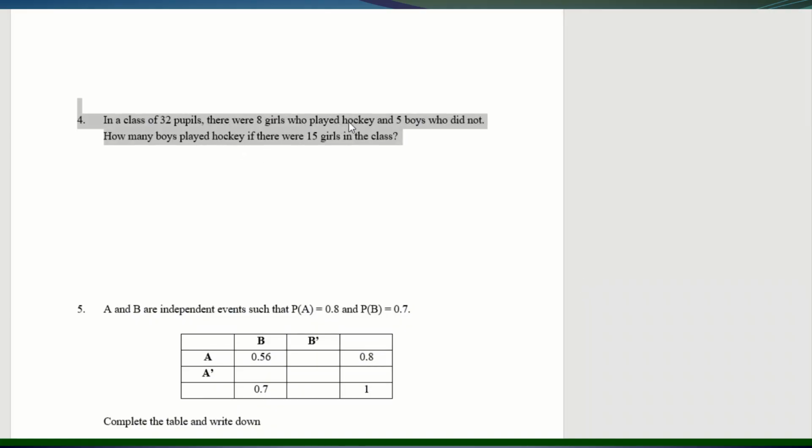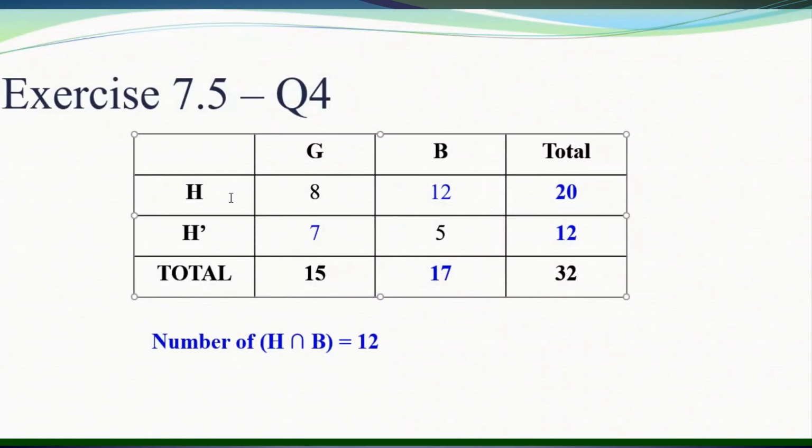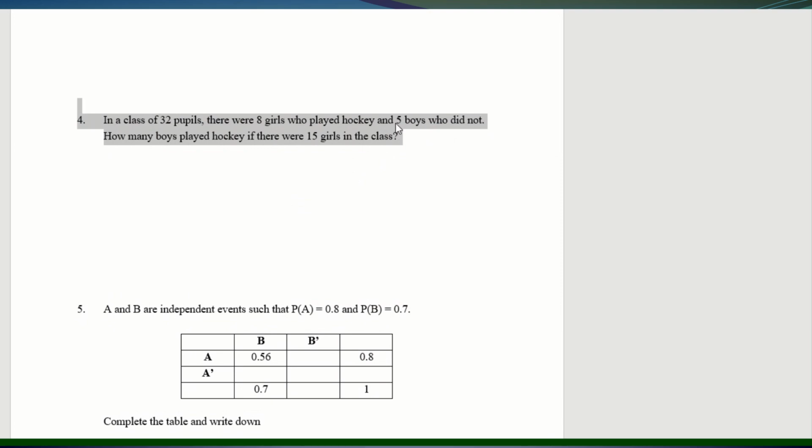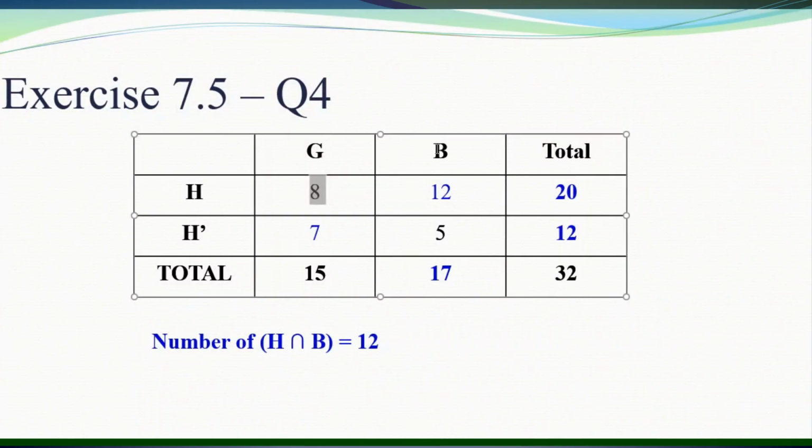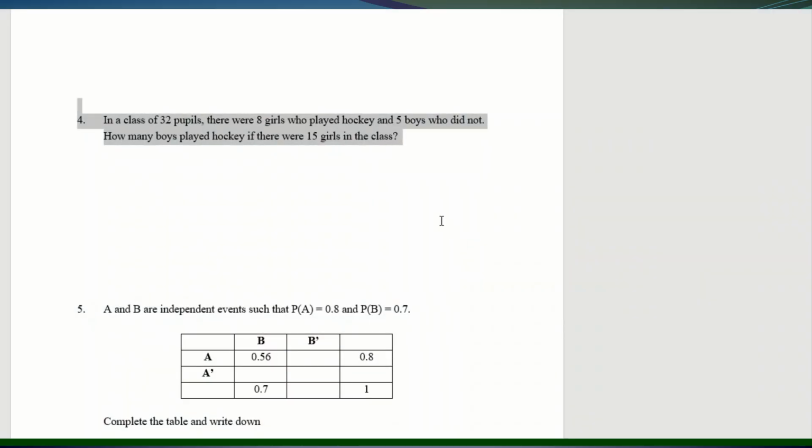There were 8 girls who played hockey. That means they were girls and they played hockey, 8. Do you see that? 5 boys who did not play hockey. That means they were boys and did not play hockey, 5. How many boys played hockey?